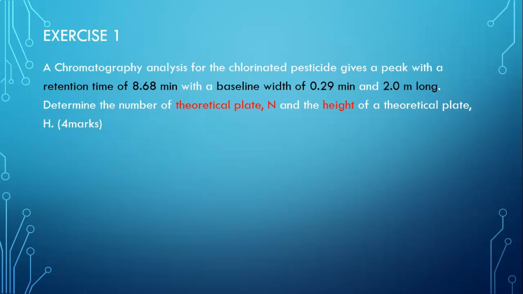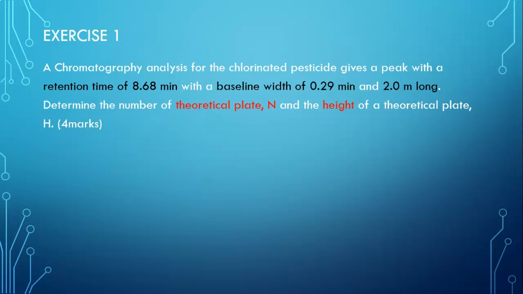Exercise 1. A chromatography analysis for chlorinated pesticides gives a peak with a retention time of 8.68 minutes with a baseline width of 0.29 minutes and a 2 meter long column. Determine the number of theoretical plates and the height of a theoretical plate. The marks allocated for this question are 4 marks.